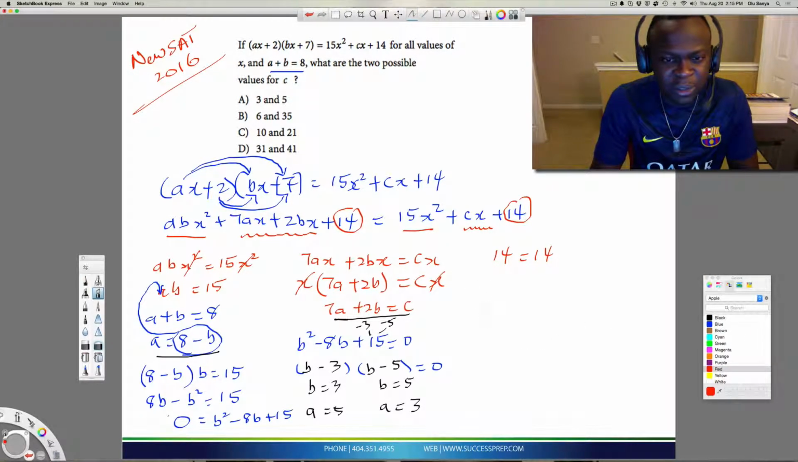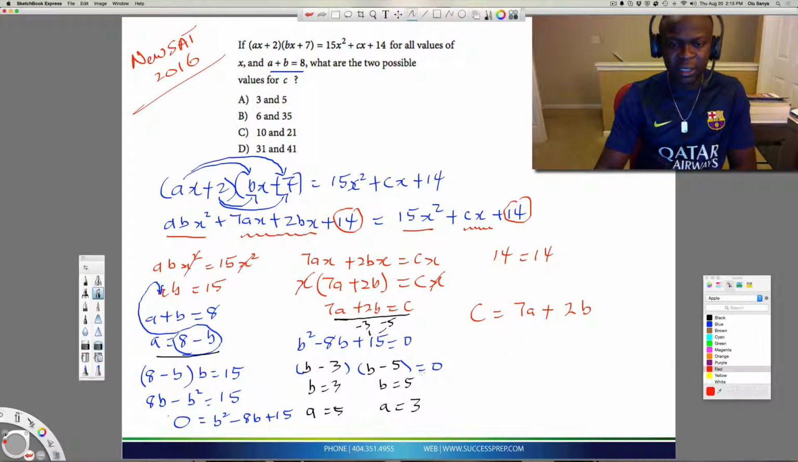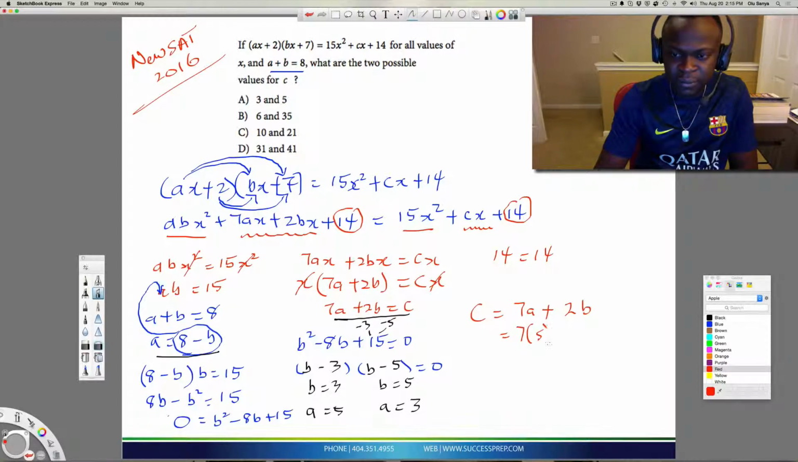I'm kind of getting tired of the question already. The c is what? 7a plus 2b. Well, all you need to do now is just plug in your first set. So we have a set here and a set here. The first set here says the a is 5 and the b is 3. So I'm going to use that. Well, if you process this out, this is going to be 35 plus 6, which is what? 41. So your first value of c is 41.